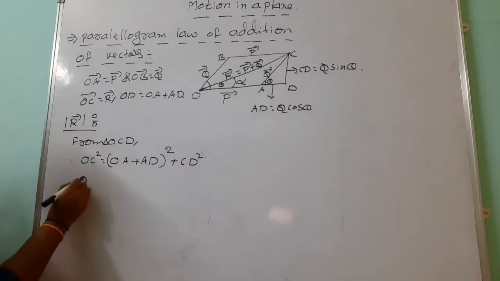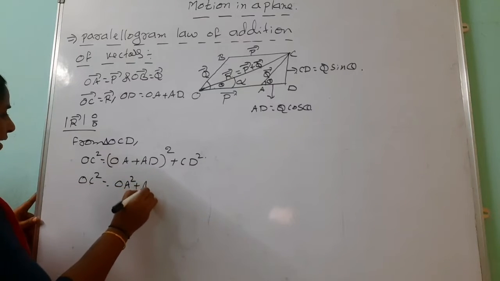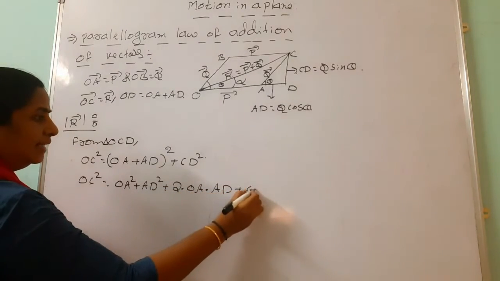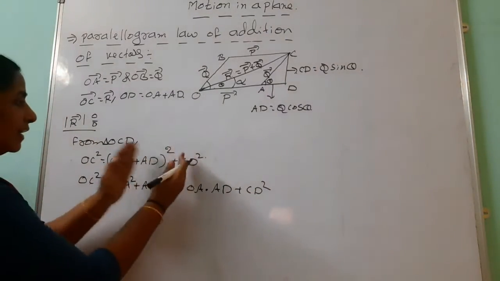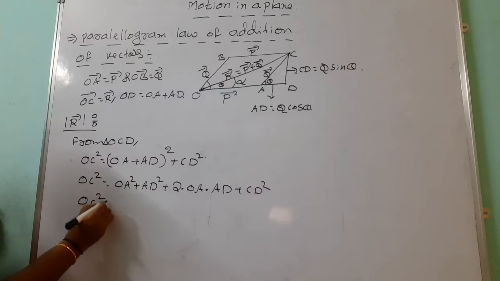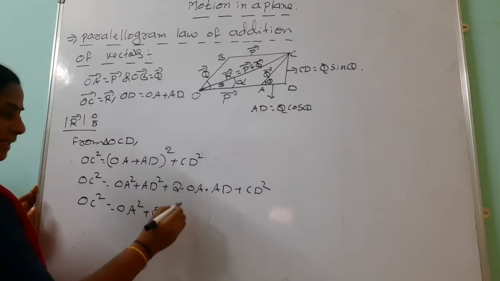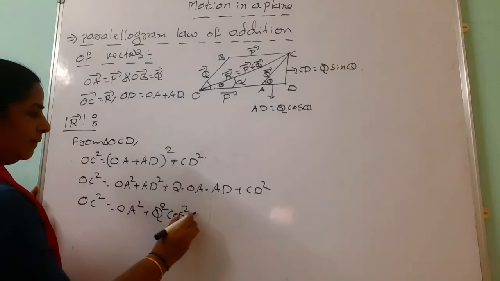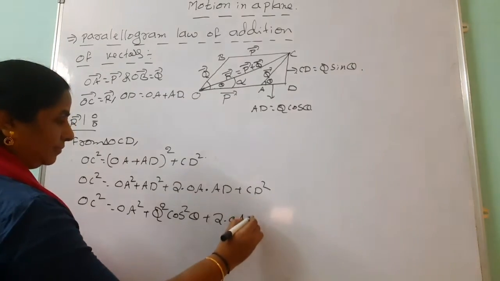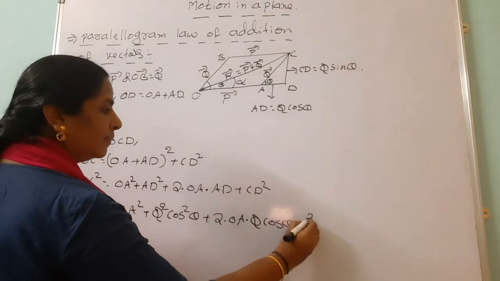Then OC square equals, this is like the (A plus B) whole square formula, OA square plus AD square plus 2 OA AD plus CD square. Many people write till here and forget the CD square. Then OC square equals OA square plus, instead of AD we write Q cos theta whole square, meaning Q square cos square theta, plus 2 OA, instead of AD we write Q cos theta, plus CD square, meaning Q square sin square theta.